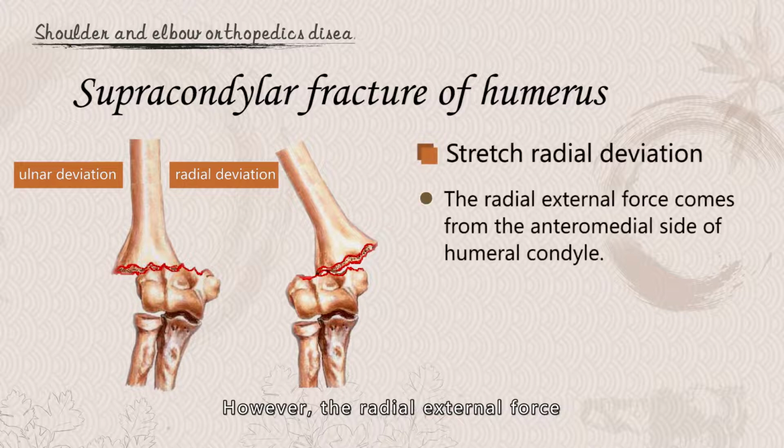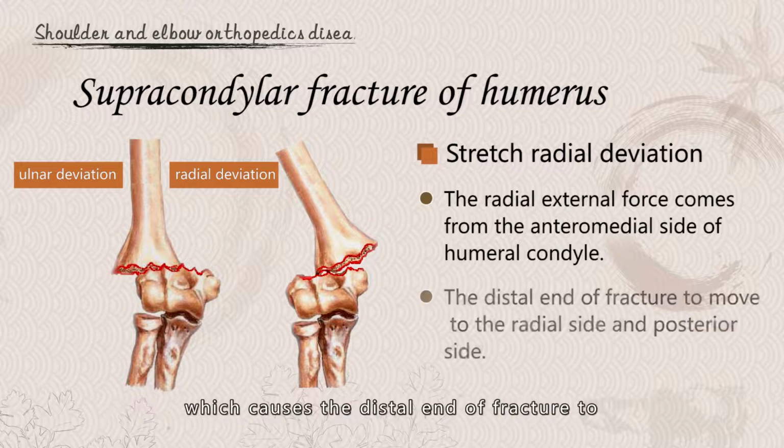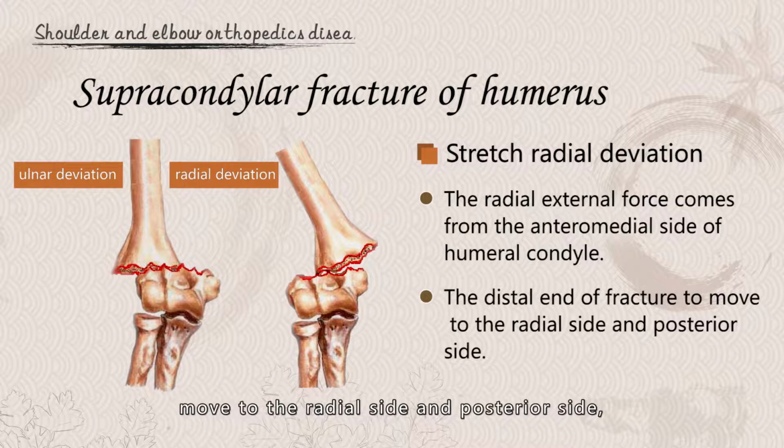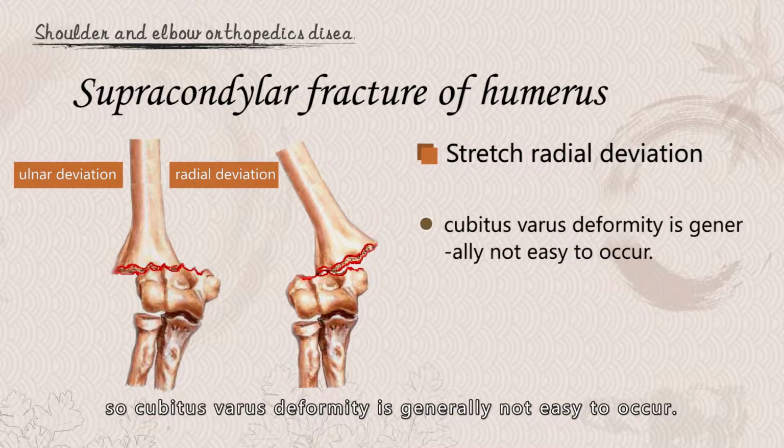However, in the radial deviation type, the external force comes from the anteromedial side of the humeral condyle, which causes the distal end of the fracture to move to the radial side and posterior side. So, cubitus varus deformity is generally not easy to occur.